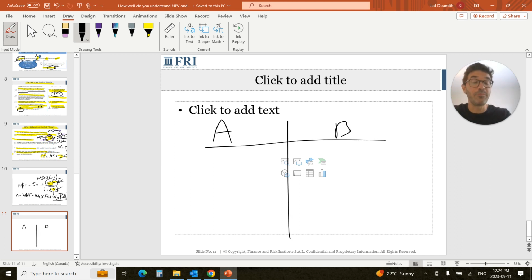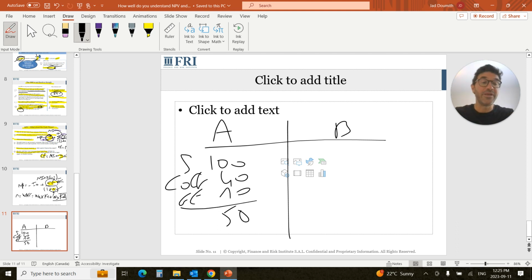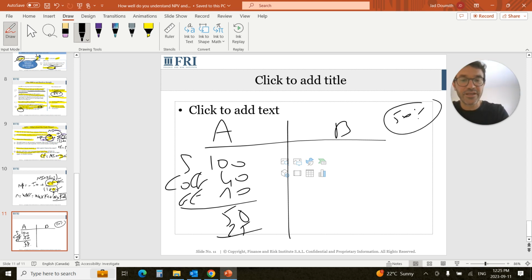So imagine you have companies A and B. Company A has sales of 100, has cost of goods sold, let's say of 40, and has general expenses of 10. So the before tax income is 50. And let's take a 50% tax rate. So $25 will be taken in taxes for a $25 net income or profit.